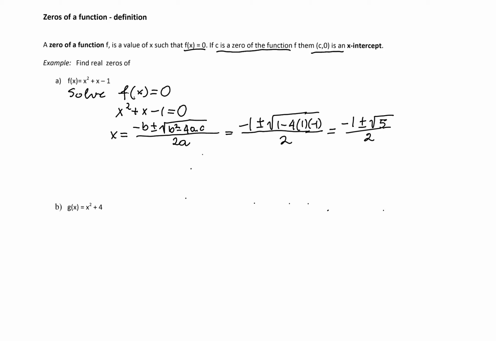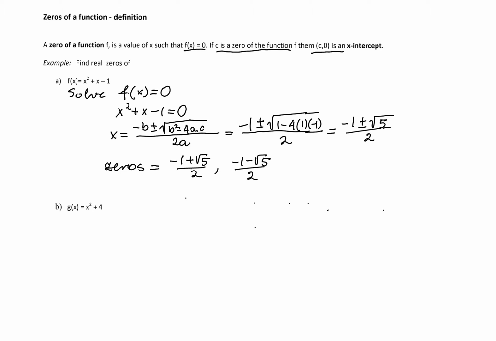and therefore the solutions of that equation are negative 1 plus or minus the square root of 5, over 2, and therefore the zeros of my polynomial function are negative 1 plus the square root of 5 over 2 and negative 1 minus the square root of 5 over 2. There are two zeros.